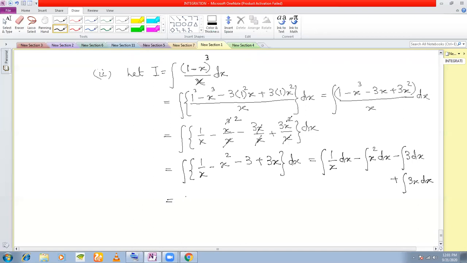Okay, so now what you do here is integral 1 by x dx minus integral x squared dx minus 3 is a constant, you take it out of the integration, thrice integral dx plus thrice, again 3 is a constant, you take it out of the integration, you only left with x dx.